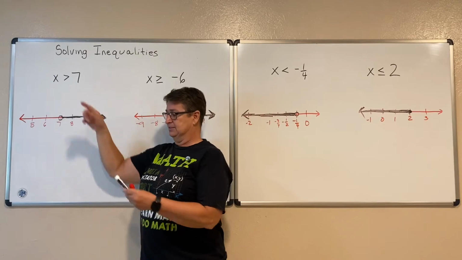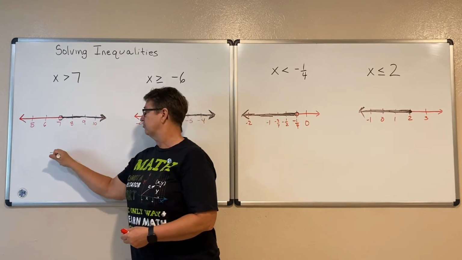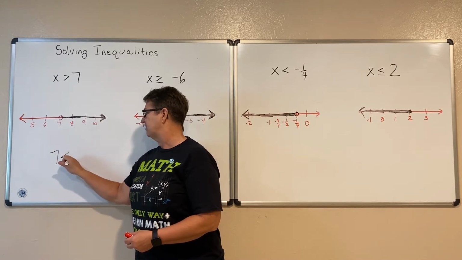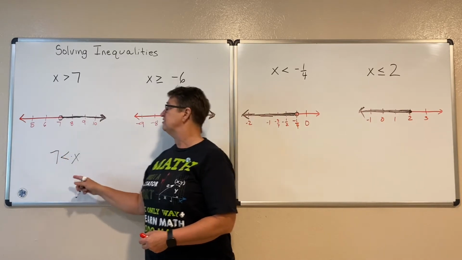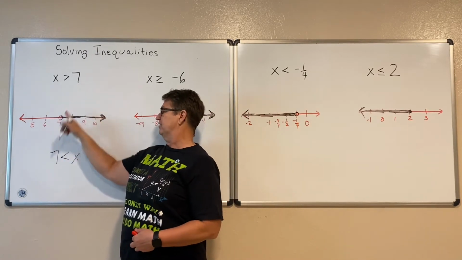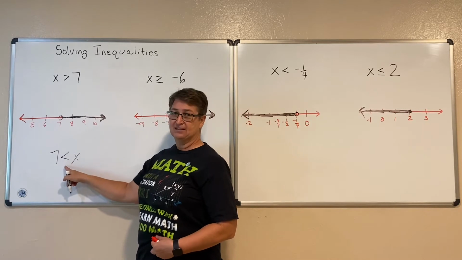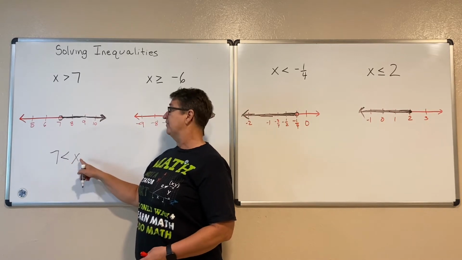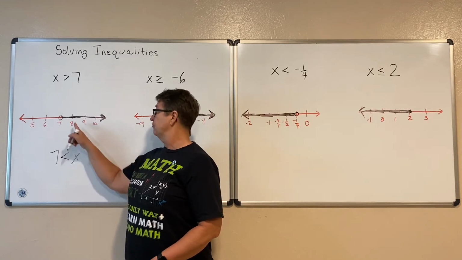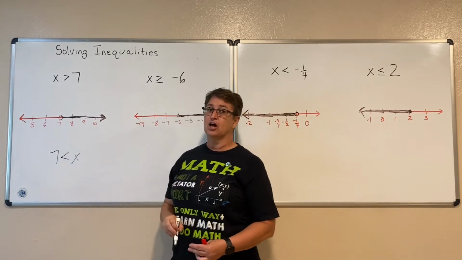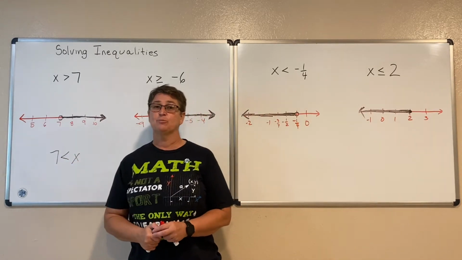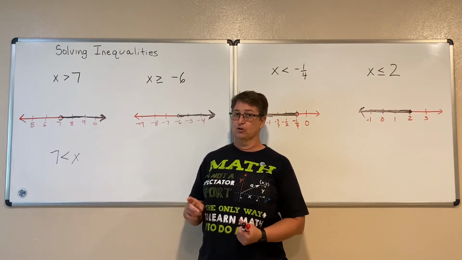However, I could write this same sentence like this, where 7 is less than x. These two things say the same thing. If x is greater than 7, then that means that 7 is less than x. In this case, notice that when I have my x on the right, the side that I colored does not go the direction of my arrow. So I have to be careful about which way I'm coloring it.